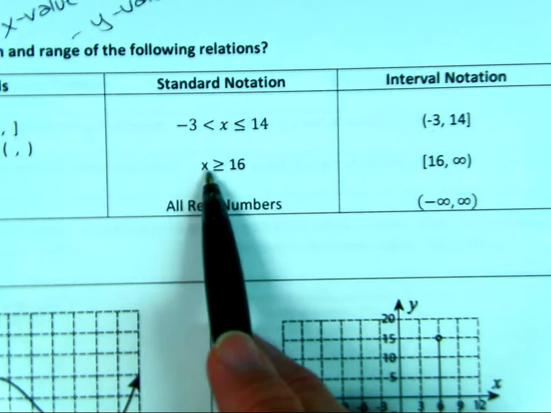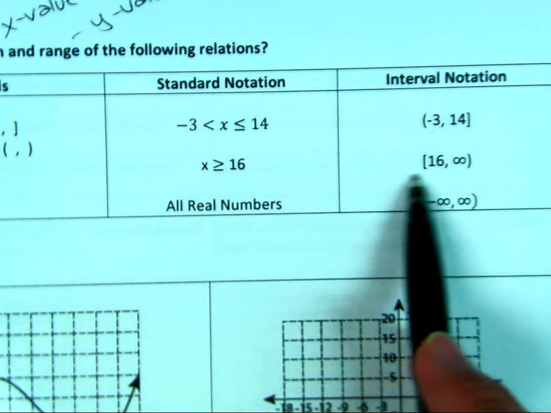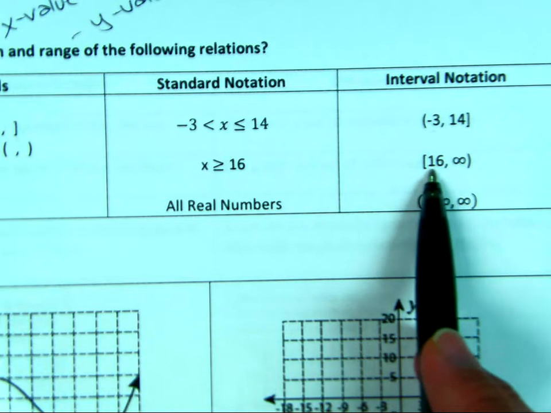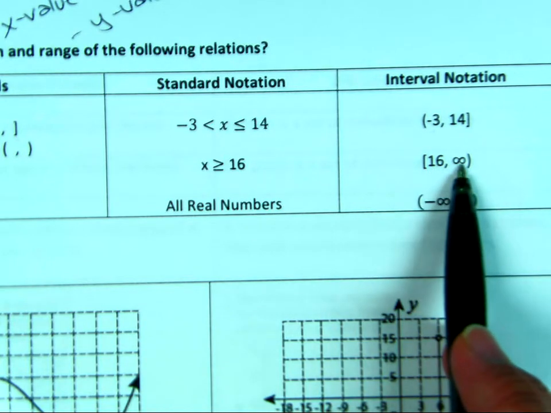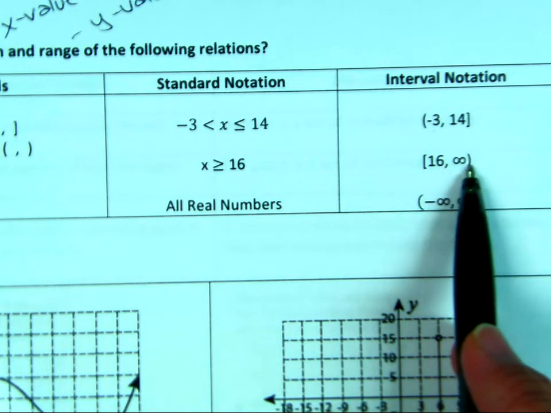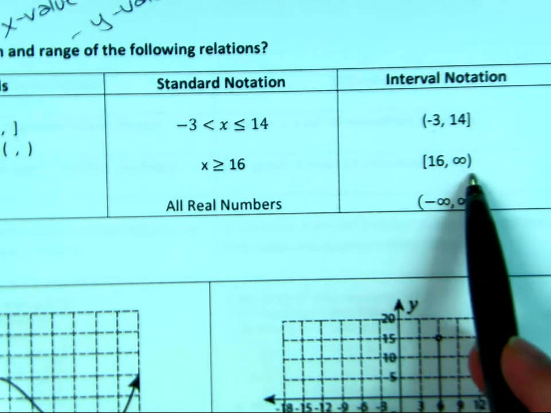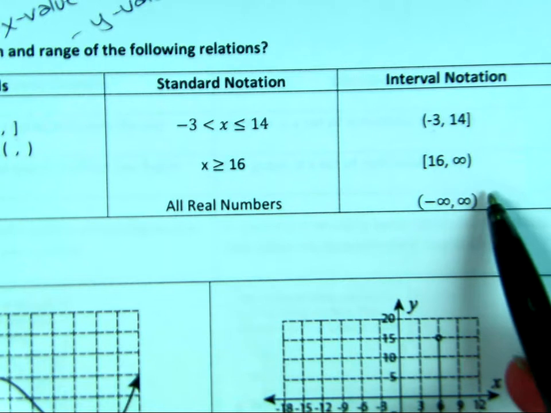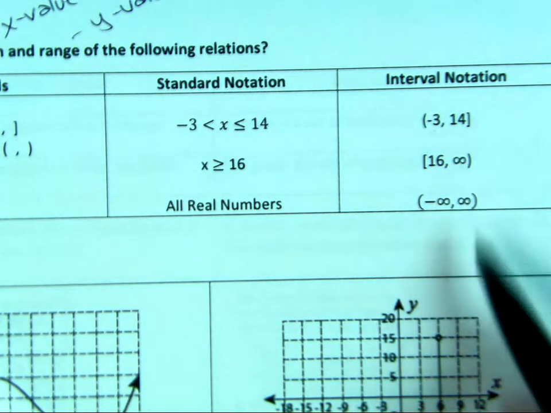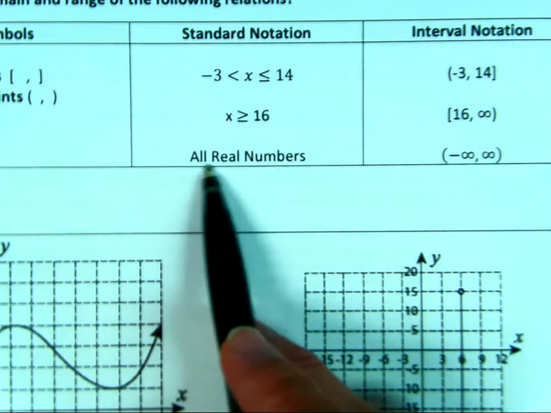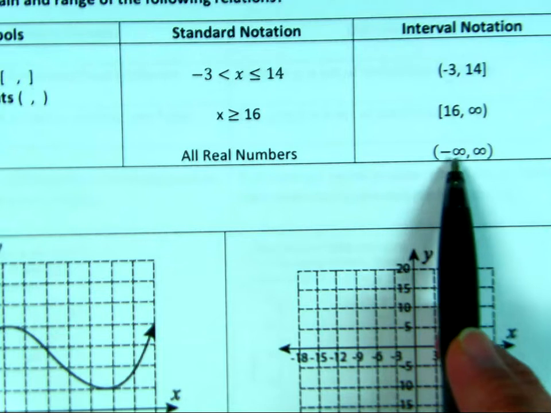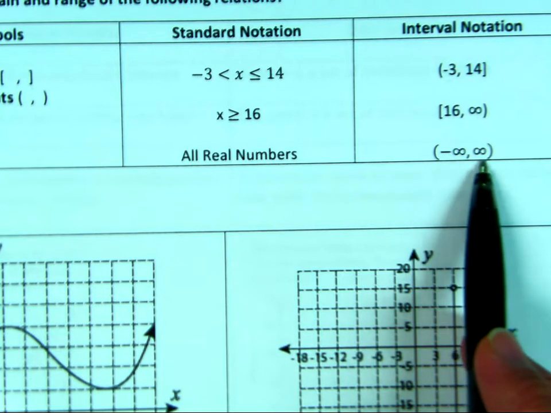This one says x is greater than or equal to 16. So the square bracket tells me 16 is included, and then it goes all the way up to infinity. And since infinity is a concept and not an actual number, we put a parenthesis, because it doesn't include infinity, because you can't really include a concept. And then, of course, all real numbers, this is the way you can write it. That says from -infinity to positive infinity. So forever, both directions, it includes everything. So those are our symbols.